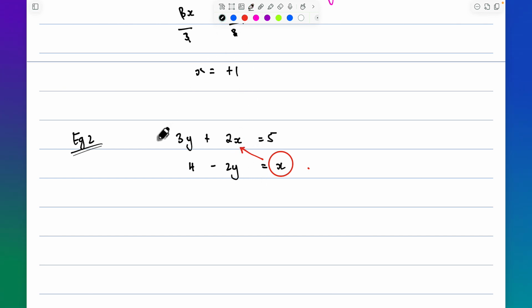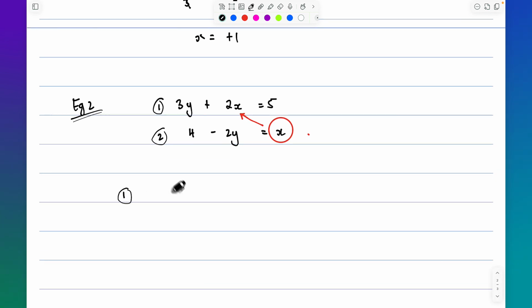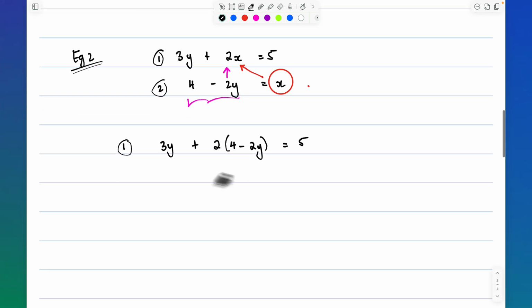So if this is my equation 1 and that's my equation 2, that means equation 1 becomes 3y plus, instead of having 2 times x, we now substitute the x expression into that term. So that becomes 2 multiplied by the x expression, which is 4 minus 2y, and that's equal to 5. Now we have an equation with only y's, which is perfect, because now we can solve for y. So we're going to simplify.